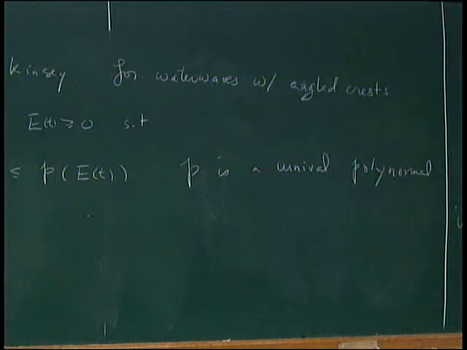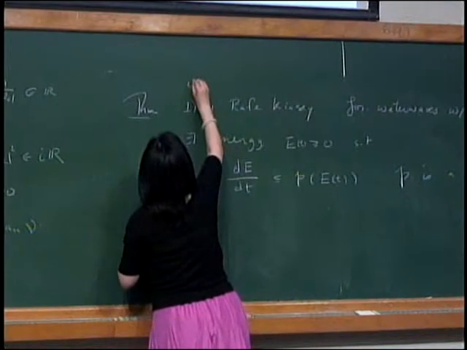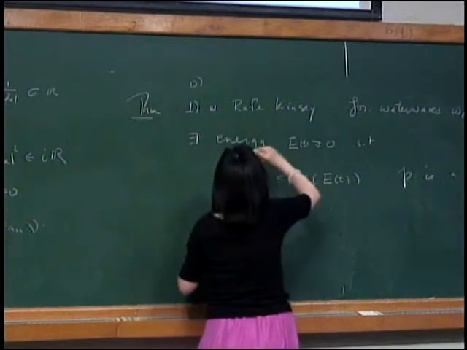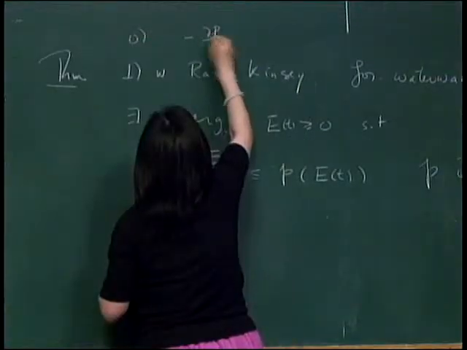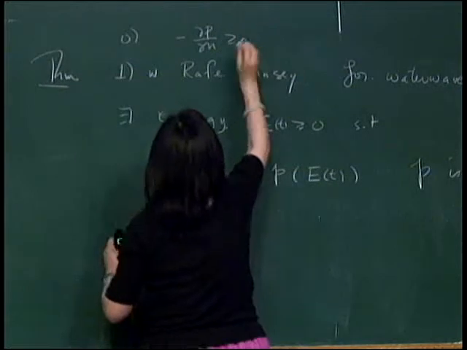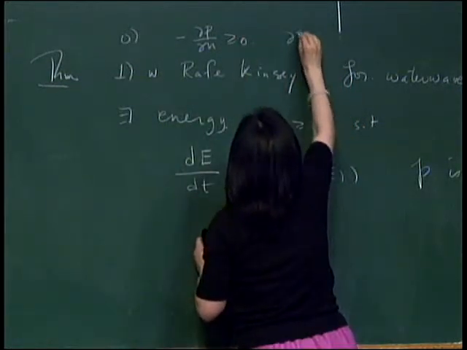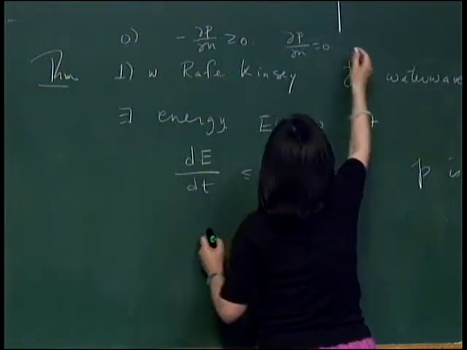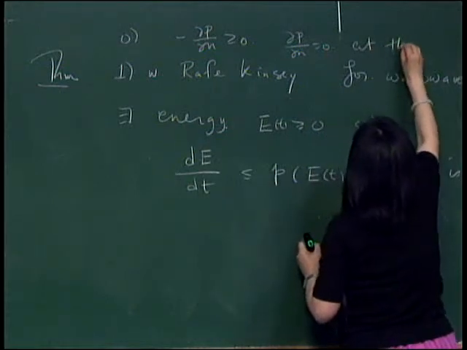Actually, the first result is with Rafe Kinsey as well. Negative dP/dN is always greater than or equal to 0, and negative dP/dN equals 0 at the singularities.